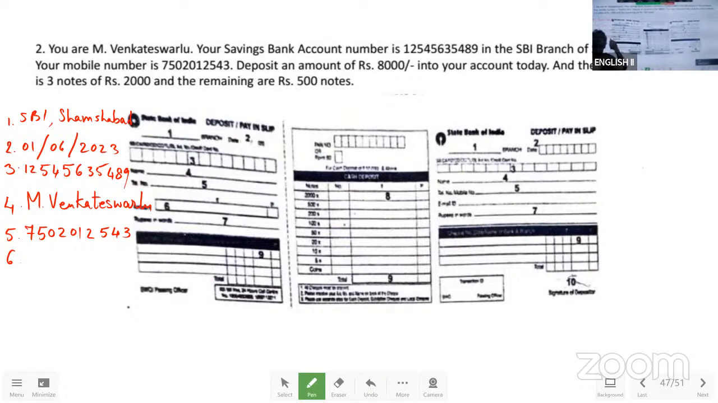What is the amount? 8,000. 8,000 in words. When you write in figures, put this oblique mark and a small hyphen there. And when you write it in words, it is always better to end it with only.